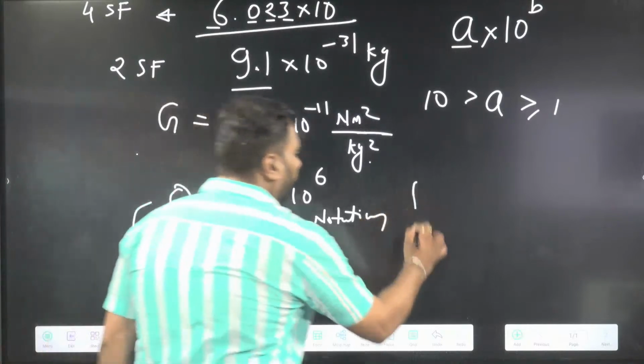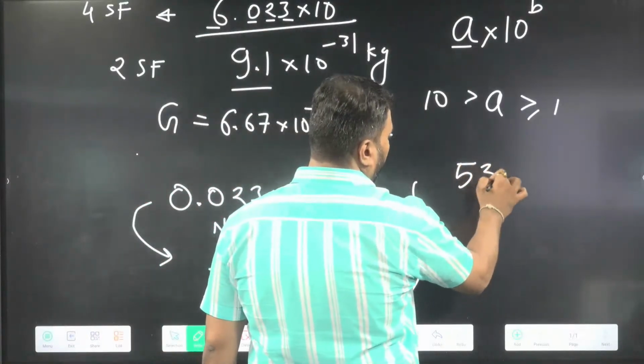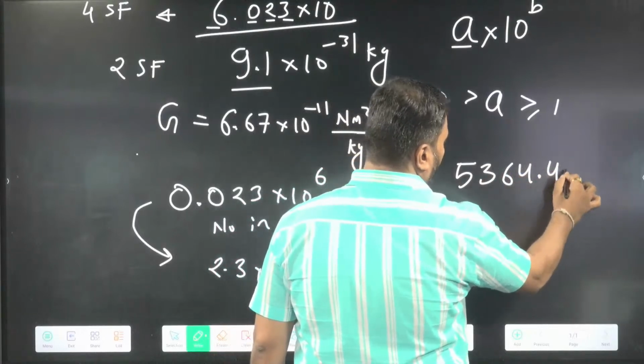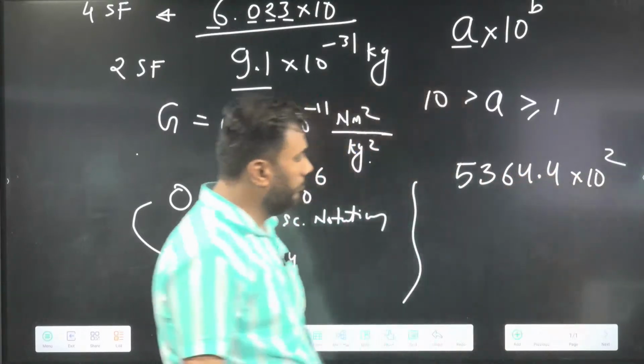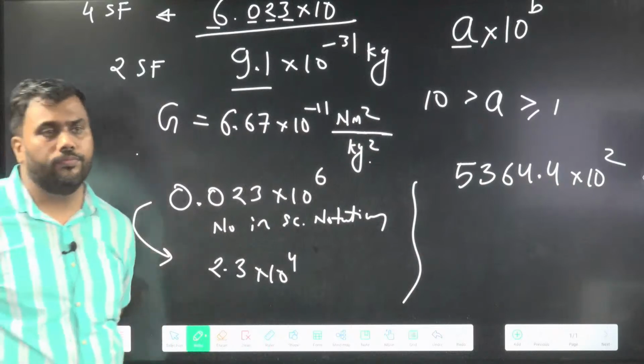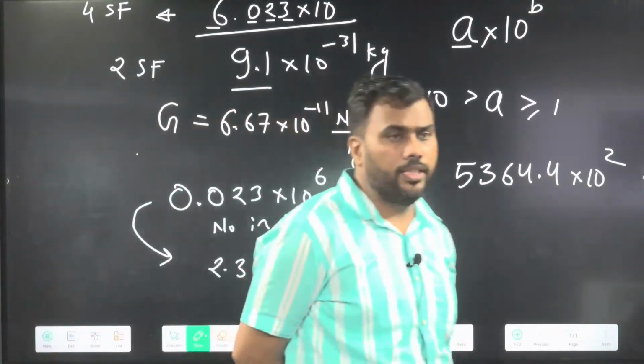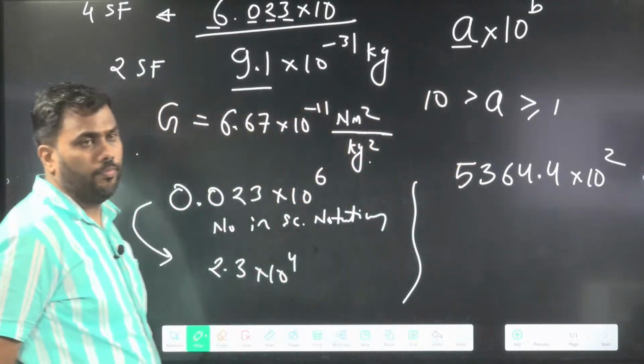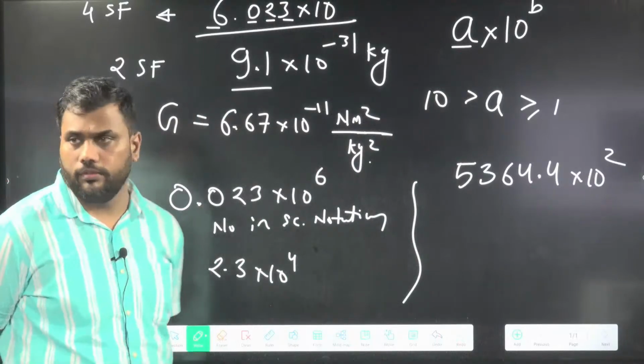Okay, let us take one more example. 5364.4 into 10 power 2. Is this in scientific notation? Is my number in scientific notation? Check whether this is in scientific notation.